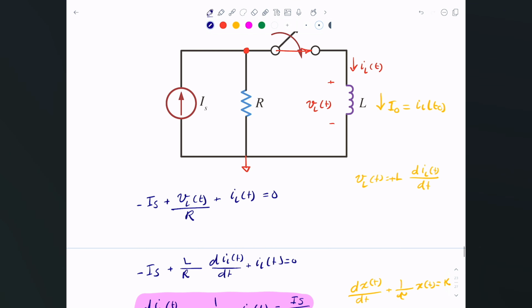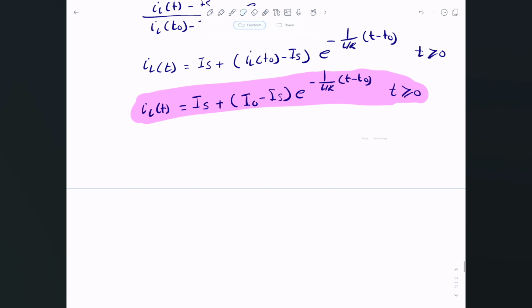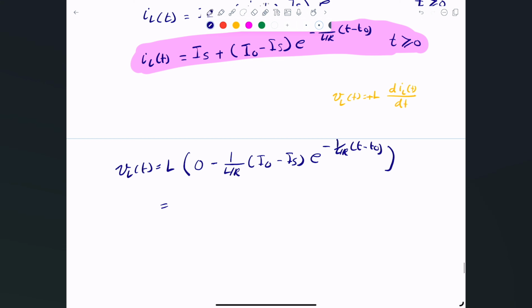We can simply find the voltage across the inductor just by using this equation in here. Let me write it down. Using passive sign convention tells me I have to use the positive, so simply V_L(t) is positive L times the derivative of that equation highlighted in pink, which is negative 1 divided by L divided by R, times (I0 minus I(s)), e to the negative 1 divided by L divided by R, times (t minus t0).